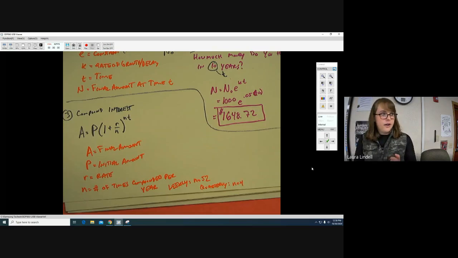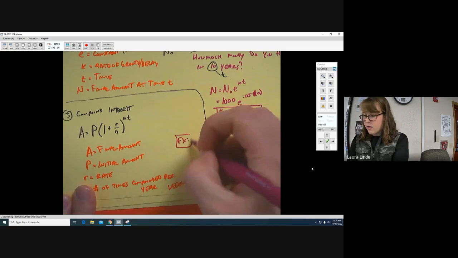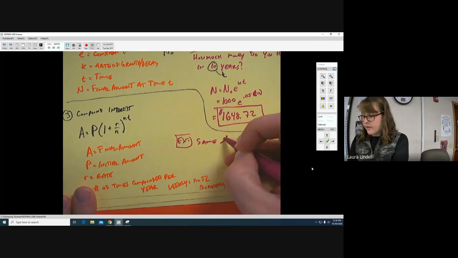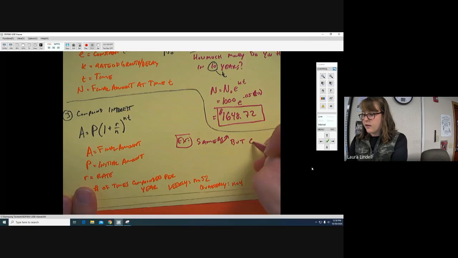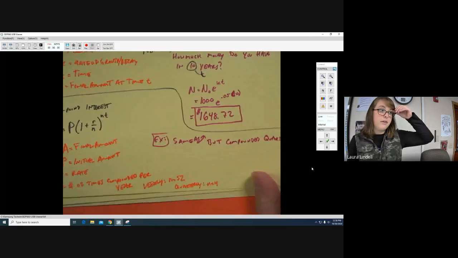And so for a lot of these problems, you'll see the same kind of financial type of problem. So for our example, we're going to use the same information as that one, but compounded quarterly.